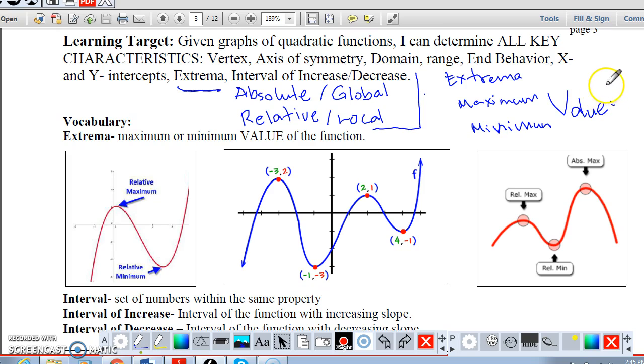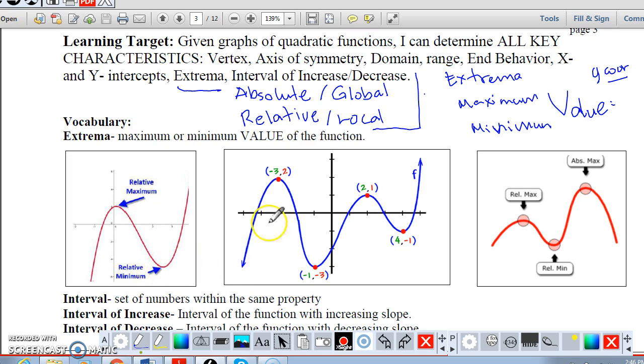Minimum and maximum values actually refer to the y coordinate of your point. For example, for this graph, let's start with this one. This is not really a quadratic graph. This is a cubic graph, or at least could be a cubic graph. As you can see, there is like a mountain up here, so that is a maximum. And this one here is the lowest point, which is a minimum.